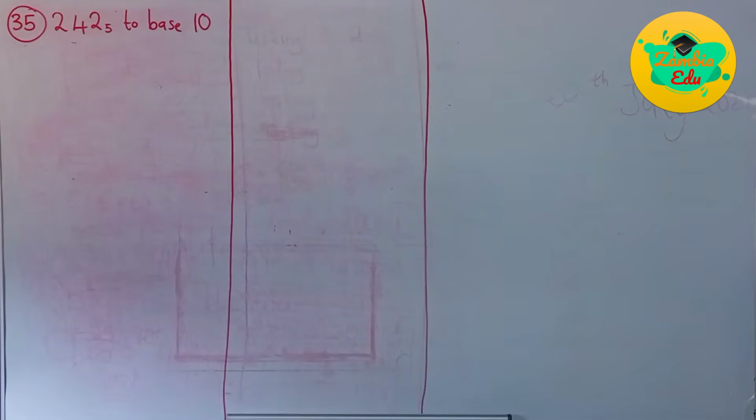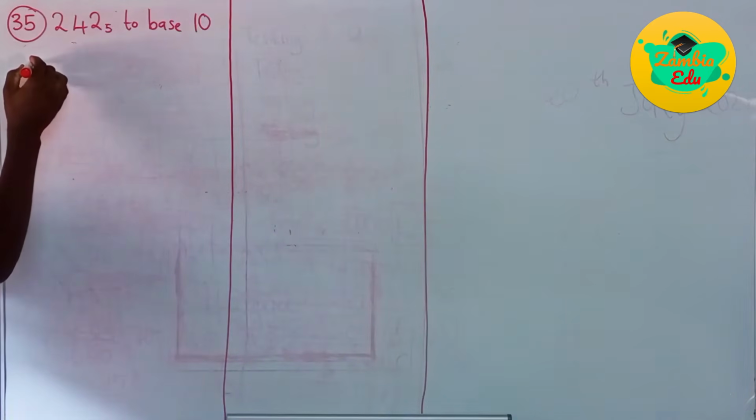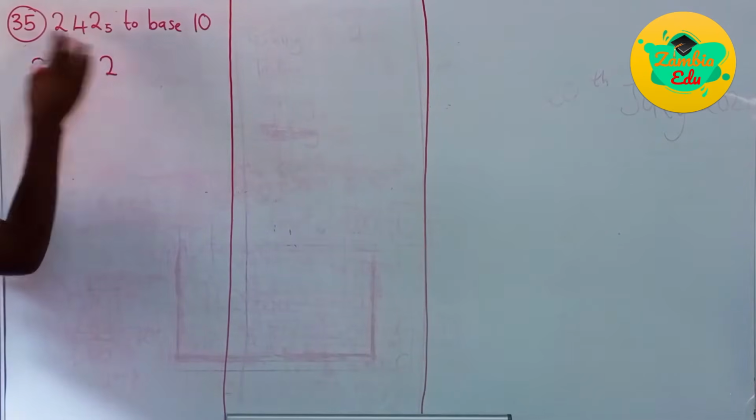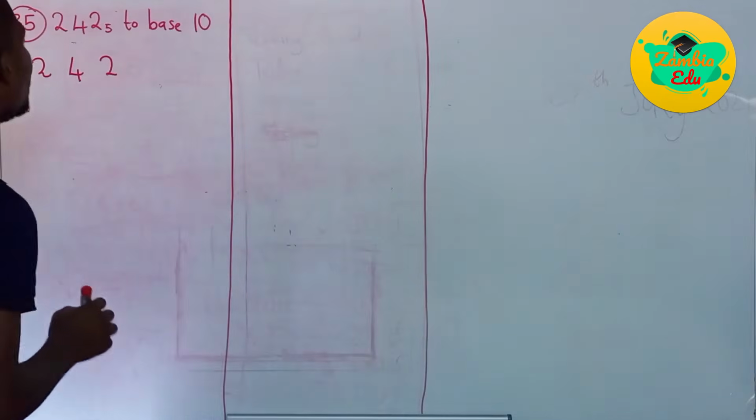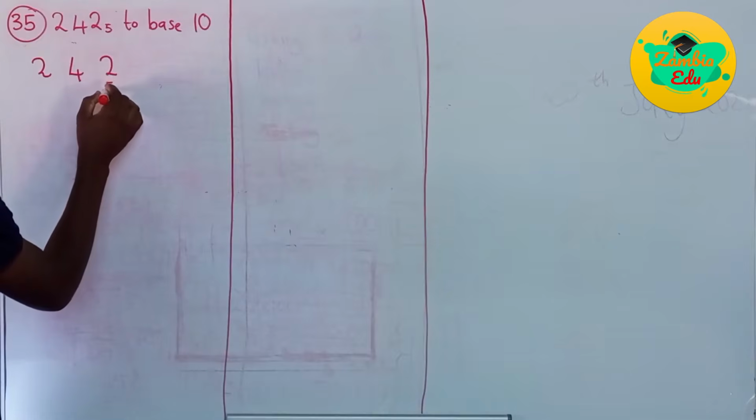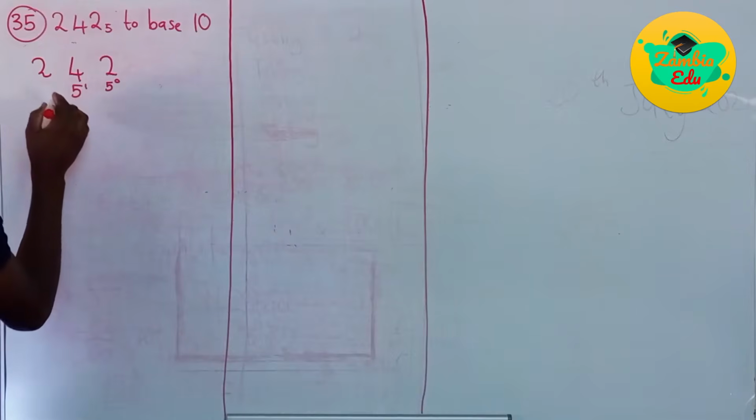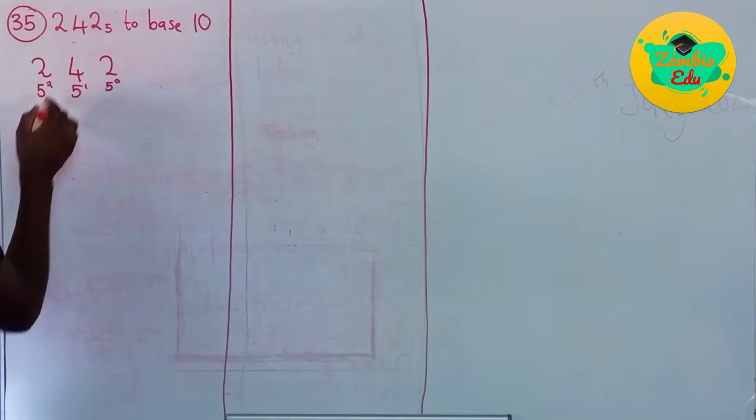So we're going to convert that number into base 10. What we are considering here is the number 242, and all this is in base 5. For us to convert this number into base 10, we're going to consider the place values. So the 2 is represented by 5 to the power 0. The 4 is represented by 5 to the power 1. And the other 2 is represented by 5 to the power 2.